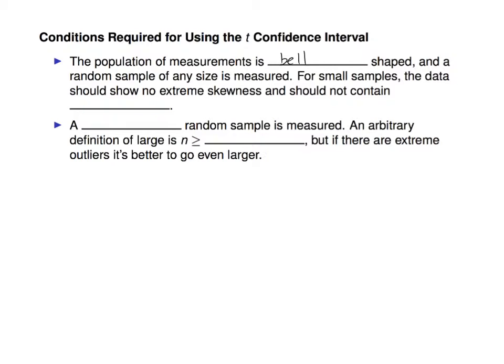For small samples, the data should show no extreme skewness and probably shouldn't contain outliers, which will drastically affect the t values you get. The best thing to do is to pick a large-ish random sample, and your book defines large-ish as n bigger than or equal to 30. And then the book proceeds to do a bunch of stuff where n isn't bigger than or equal to 30. So, that happens in life too.